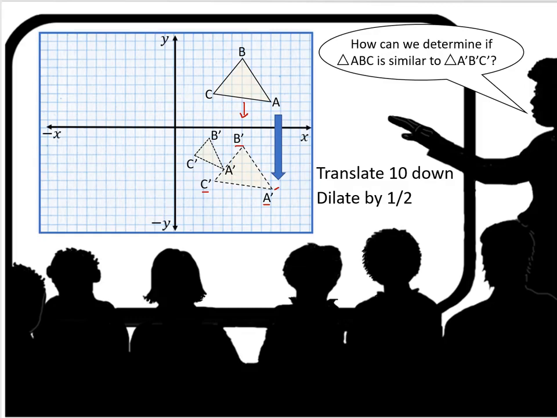Remember, the rotation doesn't have to be the same for similar figures. So if A prime, B prime, C prime were rotated 90 degrees and were over here in the left quadrant, then that would just be a rotation, but it would still be a similar figure to the original.